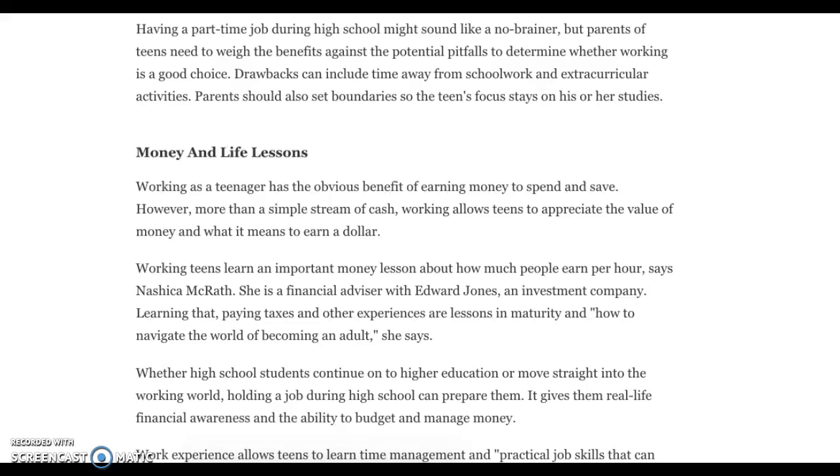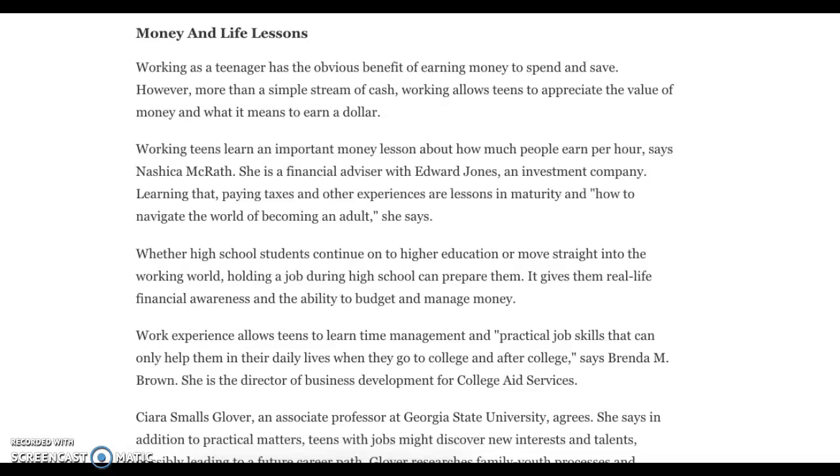Having a part-time job during high school might sound like a no-brainer, but parents of teens need to weigh the benefits against the potential pitfalls to determine whether working is a good choice. Drawbacks could include time away from schoolwork and extracurricular activities. Parents should also set boundaries so the teen's focus stays on his or her studies. Here we have a new heading titled Money and Life Lessons. Working as a teenager has the obvious benefit of earning money to spend and save. However, more than a simple stream of cash, working allows teens to appreciate the value of money and what it means to earn a dollar.